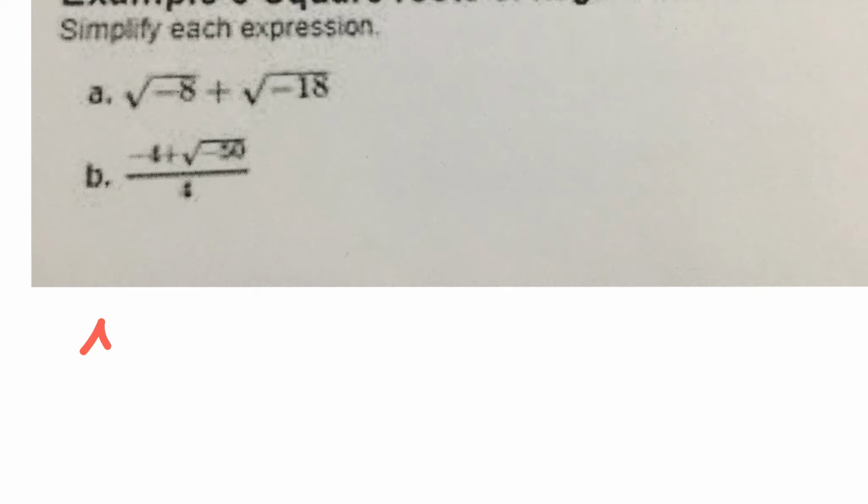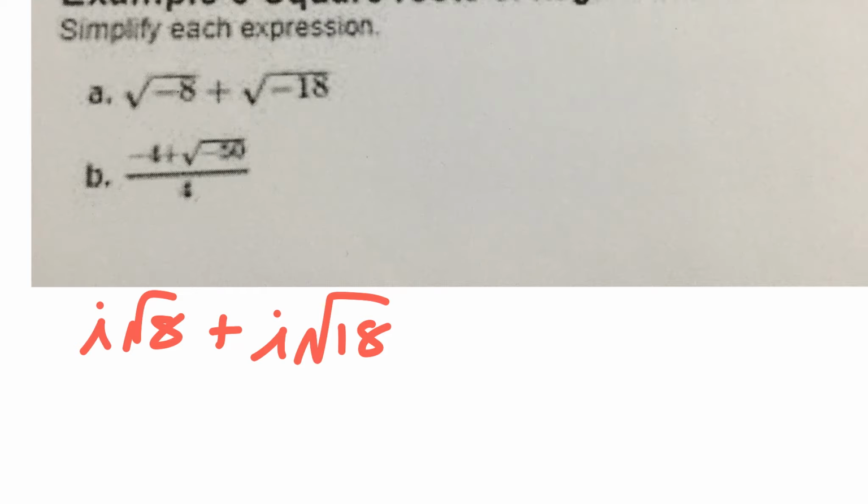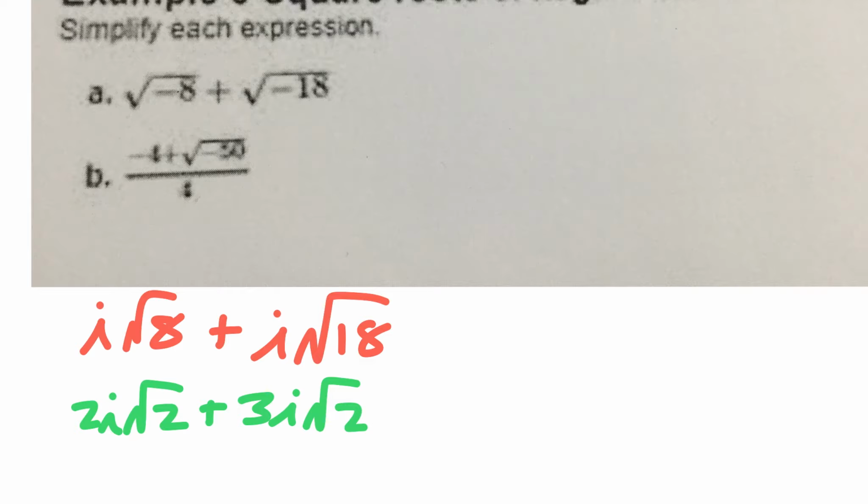So this becomes i times the square root of 8 plus i times the square root of 18. 8 is the same thing as 4 times 2, which is 2 radical 2. And then the square root of 18 is 9 times 2, which is 3 radical 2. Now my radicals match. 3 plus 2 is 5i radical 2.